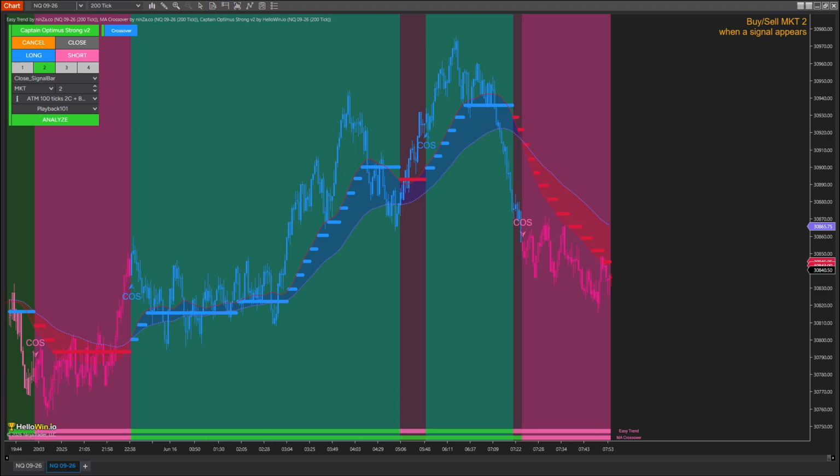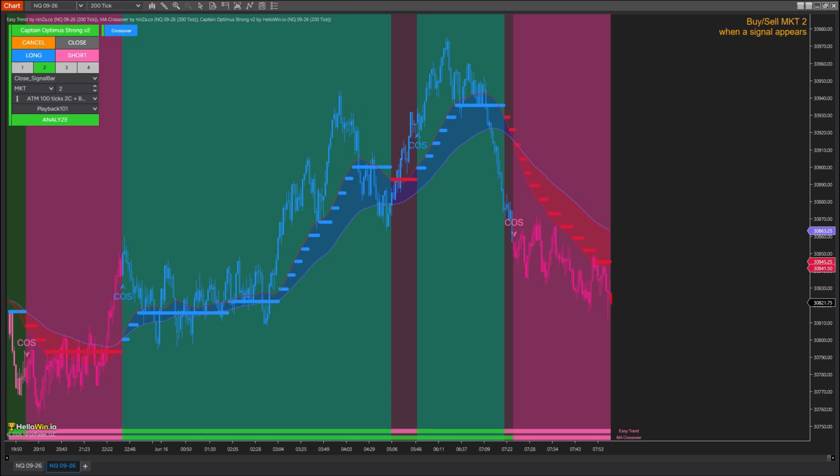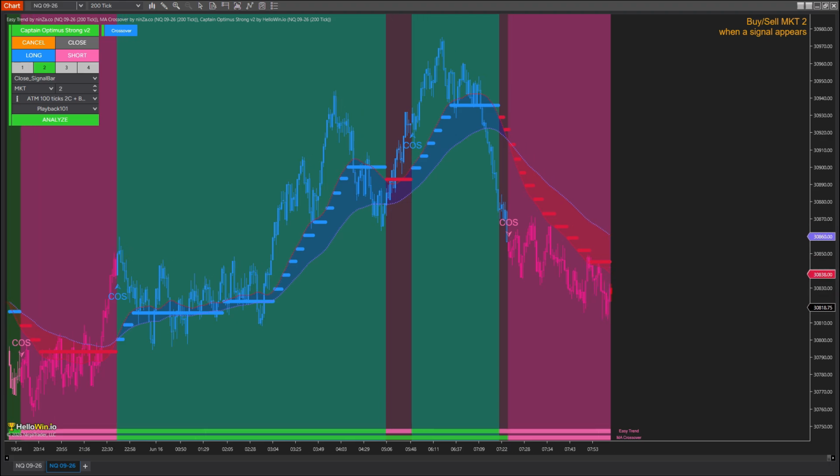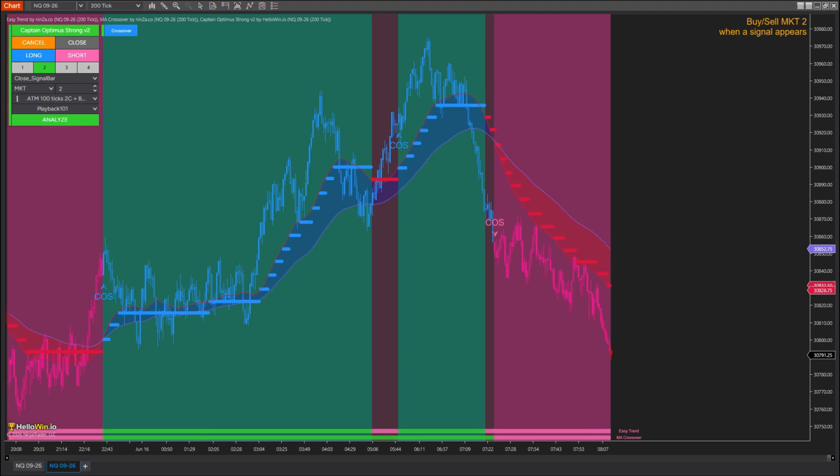The important point here is not only whether a signal appears, but how Captain Optimus Strong V2 checks the conditions, activates the setup, and manages the trade through a consistent process. Okay, now let's continue with the other upgrades in Captain Optimus Strong V2.